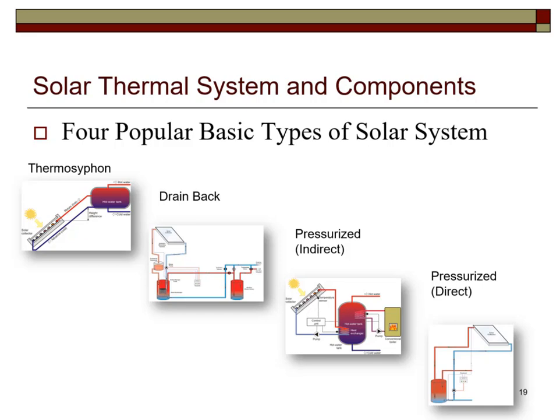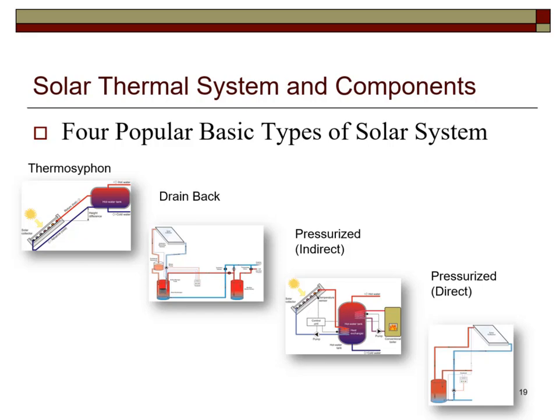Thermal siphon is a type of system that incorporates a water reservoir positioned above the solar thermal collector. This allows for water to circulate through the system by natural convection currents. The drain back system allows for all the fluid to drain back into a reservoir when the pump is turned off. The pressurized indirect system is the most popular type of residential system.